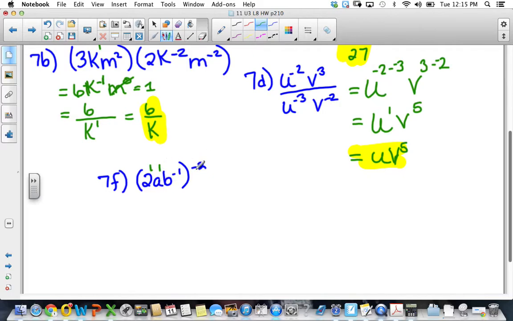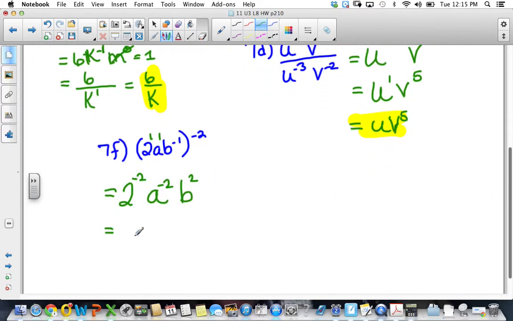And when you do a power to a power, you multiply. So I'm going to keep the bases, and I'm going to multiply that negative 2 to all 3 of those powers. So I have 2 to the negative 2, a to the negative 2, and b to the positive 2, because a negative times a negative is a positive. You are not allowed to have negative exponents to be simplified, so anything with a negative exponent has to move. The 2 to the negative 2 goes to the denominator, it becomes positive. The a to the negative 2 goes to the denominator, it becomes positive. The b squared is already positive, so it stays.